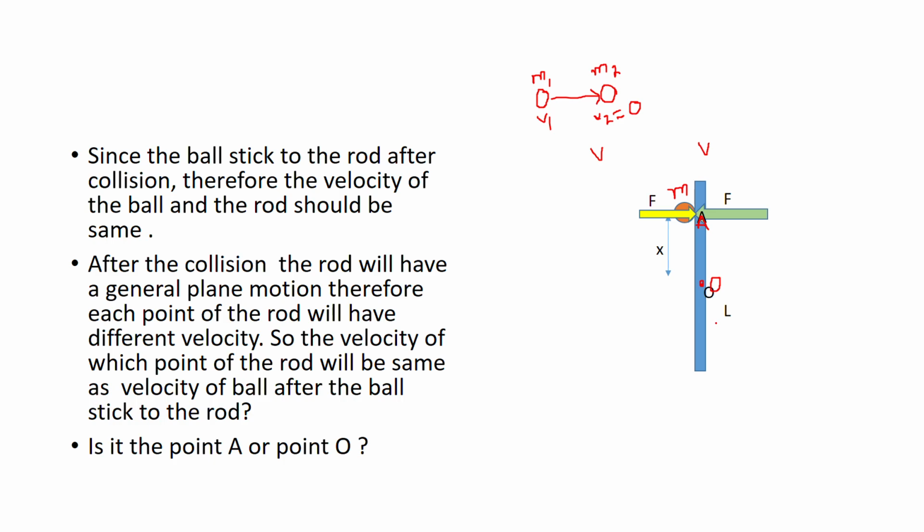So the velocity of the ball after collision, will it be the same as the velocity of the rod at point A? Because the rod is a finite body having finite dimensions, and it is in general plane motion, so each point will have a different velocity. Point O will have, suppose, velocity v0, then point A will have velocity va. So the question arises that after collision, when the ball sticks to this rod, whether the velocity of the ball after collision is va or v naught or something different.